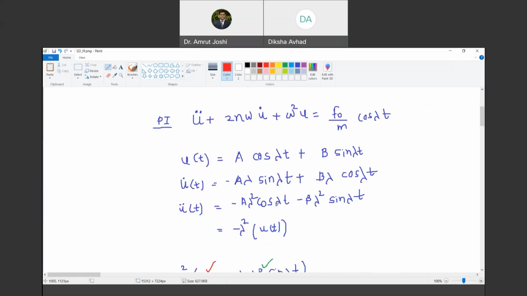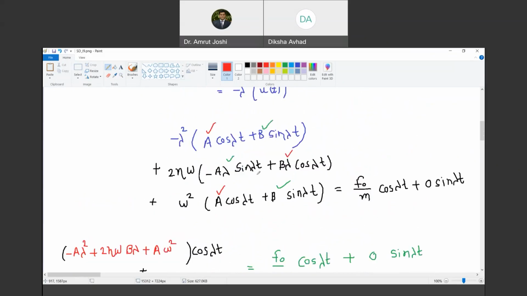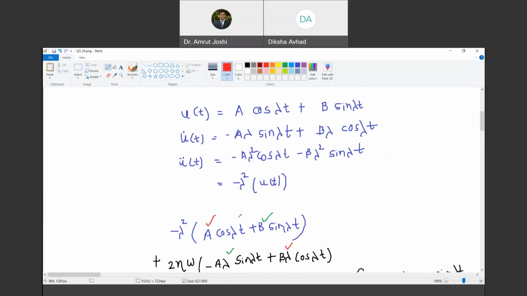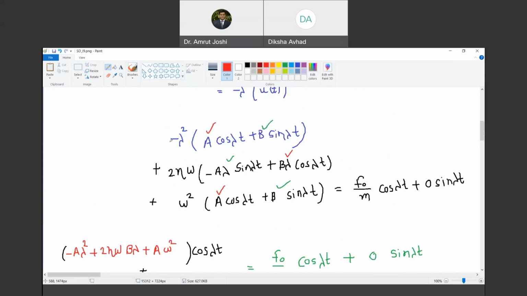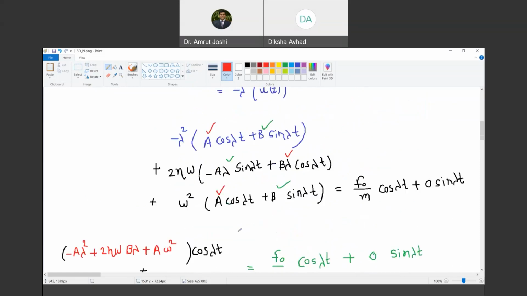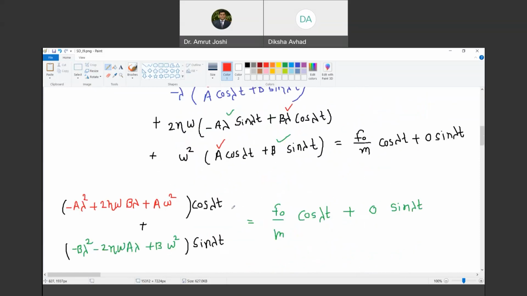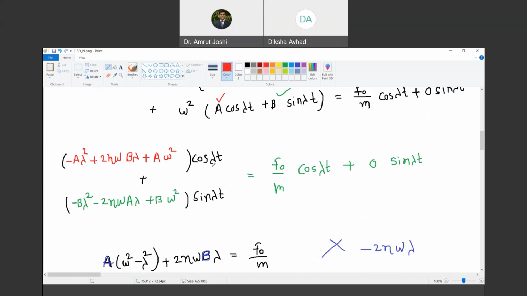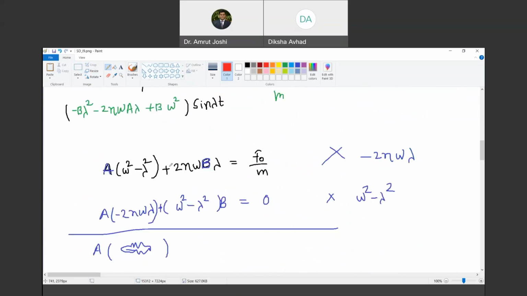Are you with me? So to do that, what we have done is we have substituted this value in the governing differential equation. We found out what is u dot of t, what is u double dot of t, substituted back in the governing differential equation, and then we collect the coefficients of cos lambda t and sin lambda t on left hand side and right hand side. Coefficients of cos lambda t on the left hand side are equated with the coefficient of cos lambda t on the right hand side. So by that we got the first equation in a and b.